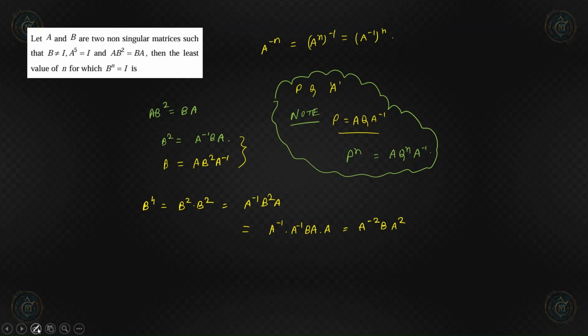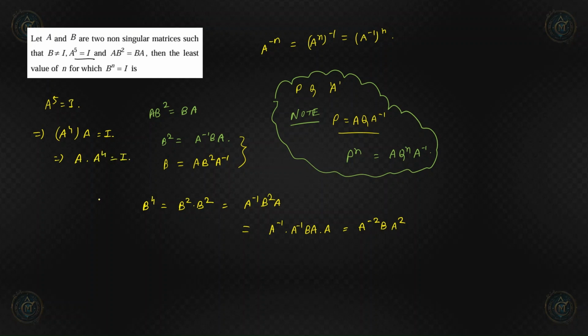So we can say from this given equation, A to the power 4 times A is equal to I. Now also we have A times A to the power 4 equal to I, right?